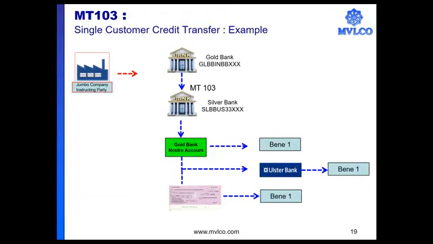Under MT103, there are 3 subtypes. I will use the words MT103 core, MT103 STP, and MT103 remit.